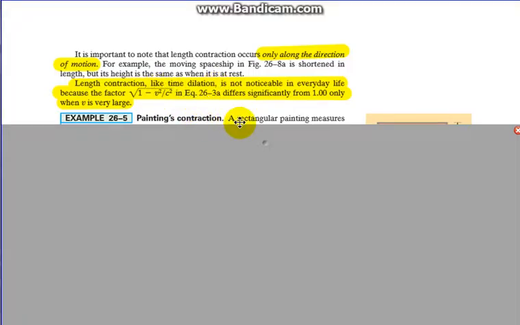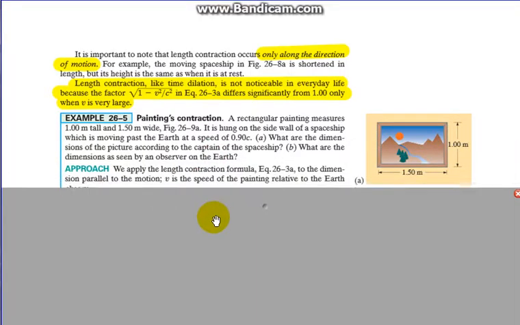Length contraction, like time dilation, is not noticeable in everyday life because, again, we have that factor, and most of the time that factor is 1, except when we have v being a very large number, again, approaching the speed of light. That's when we have this factor coming into play, and we can measure it.